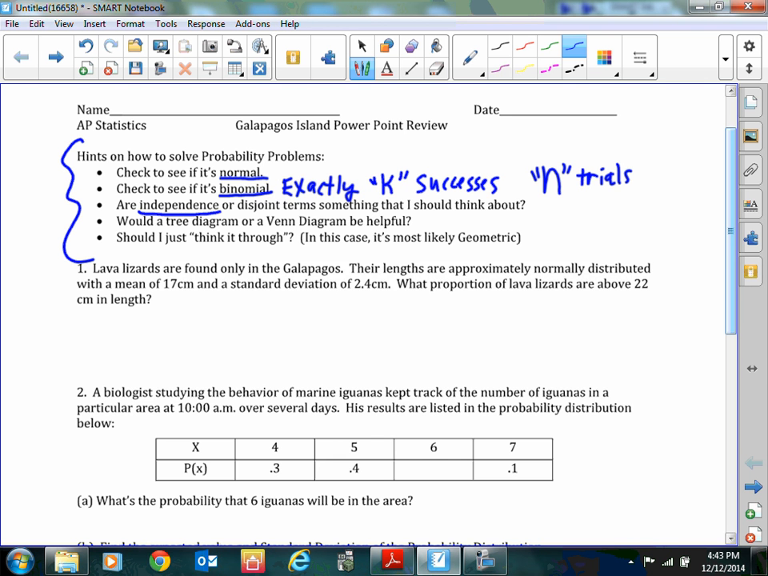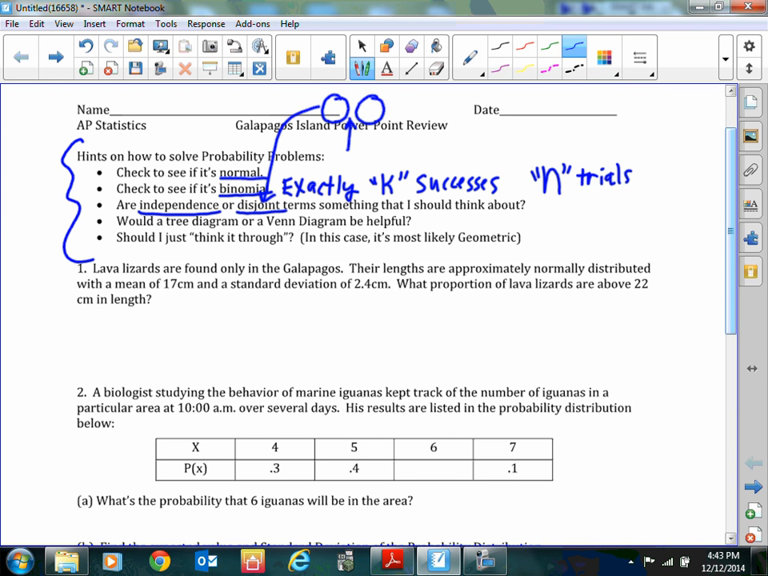Independent means the probability that your one thing is not changing the probability, and we'll see that in this review, as well as disjoint. Remember that disjoint means that the items are not overlapping. There is nothing that they have in common. Okay, so there's nobody that is doing both of those things.